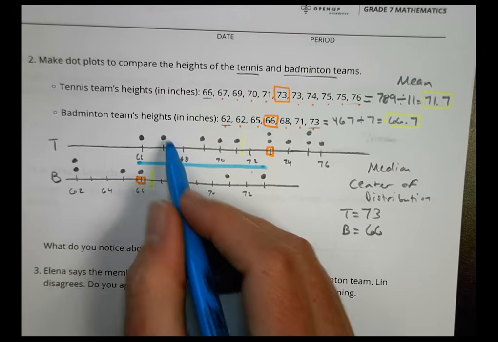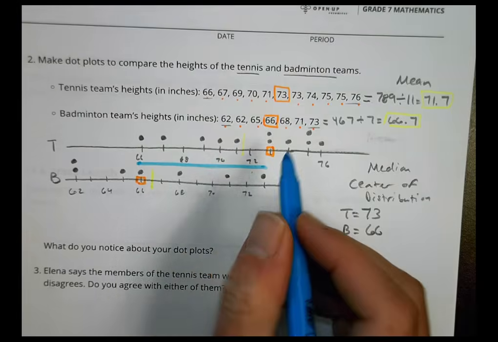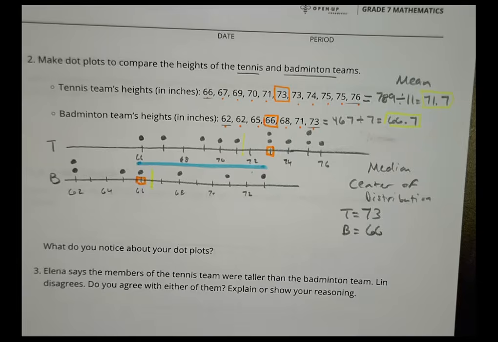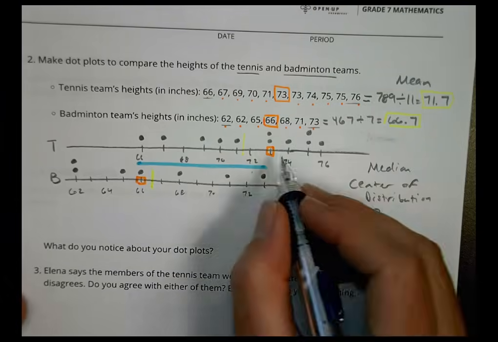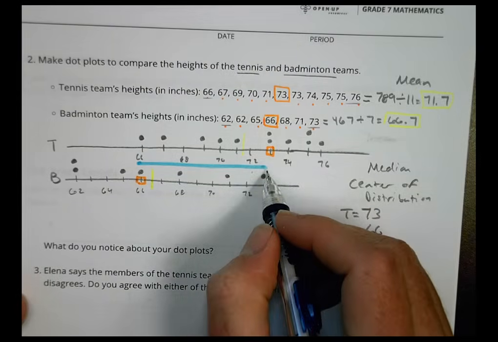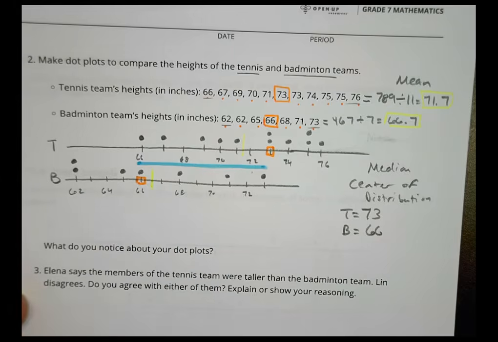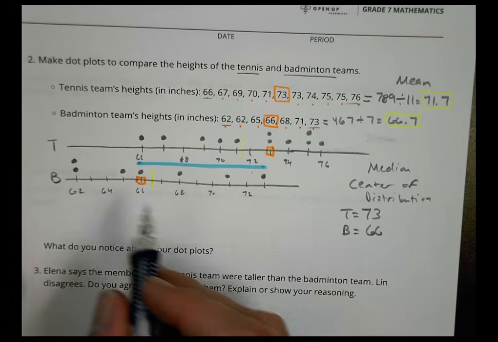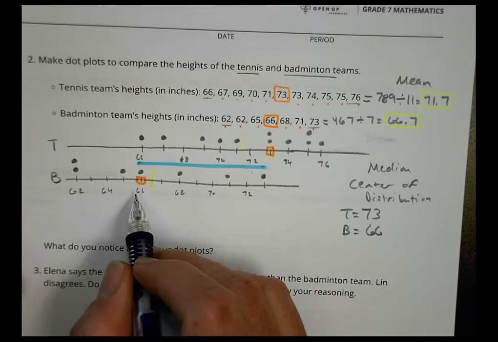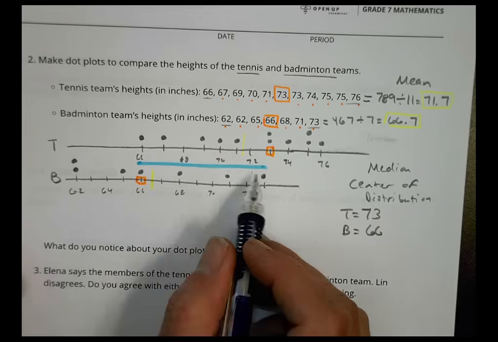We have 1, 2, 3, 4, 5, 6, 7, 8, 9 points that overlap. There are, however, a lot more that are beyond the overlap, that make the average more for tennis compared to what's over there. So we can tell that the tennis team center of distribution is greater than the badminton center of distribution, and again, there's lots of overlap of data.